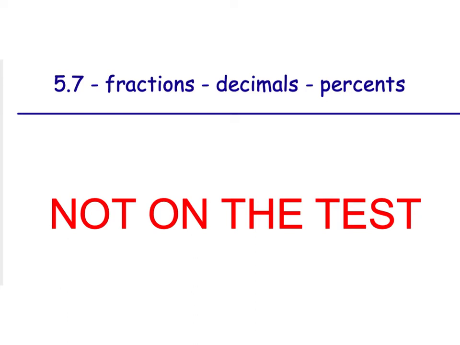5.7, which is fractions, decimals, and percents, is not going to be on the test, so you don't need to worry about it.